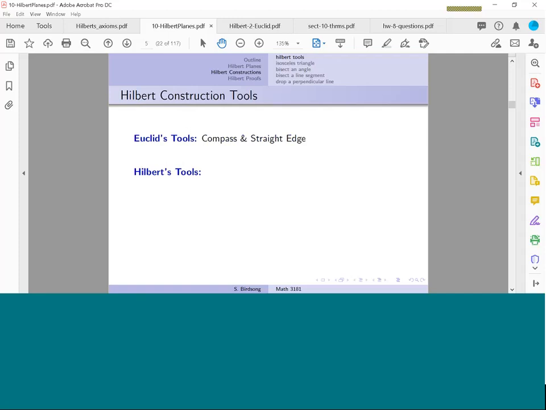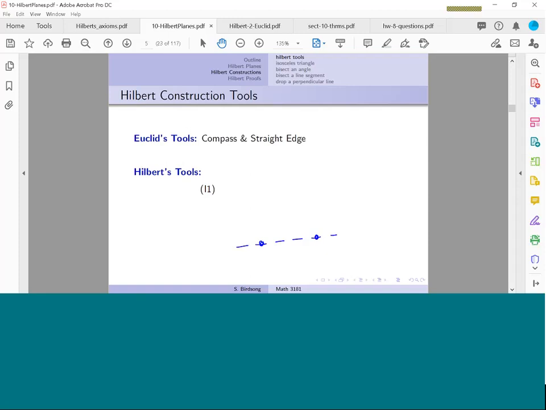So first Hilbert tool is an axiom. Actually, all 3 of the Hilbert construction tools are axioms. So first axiom is incidence axiom number 1. To remind ourselves, incidence axiom number 1 says you have any 2 points in your geometry, you will be able to find the unique line that contains those 2 points.